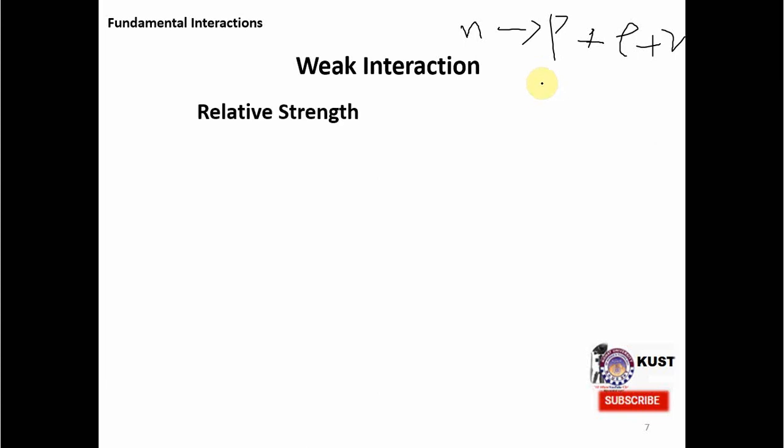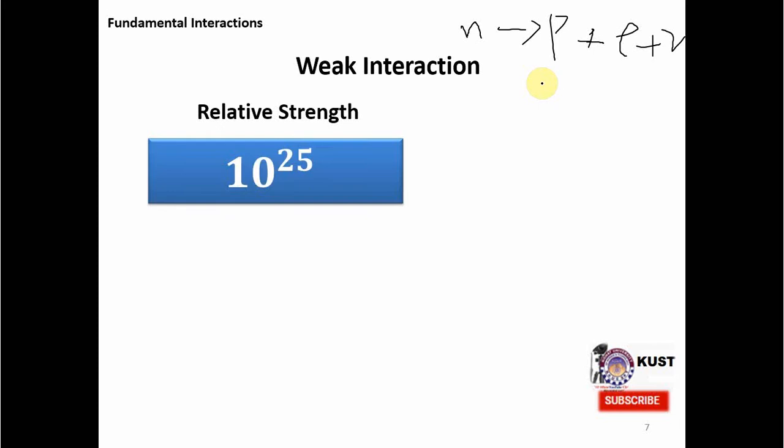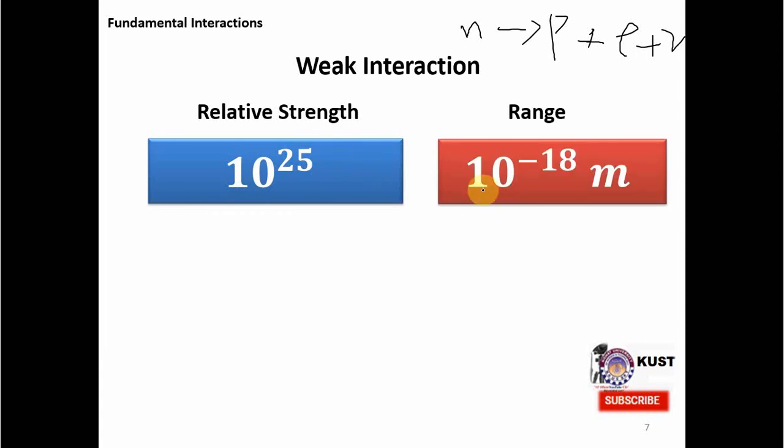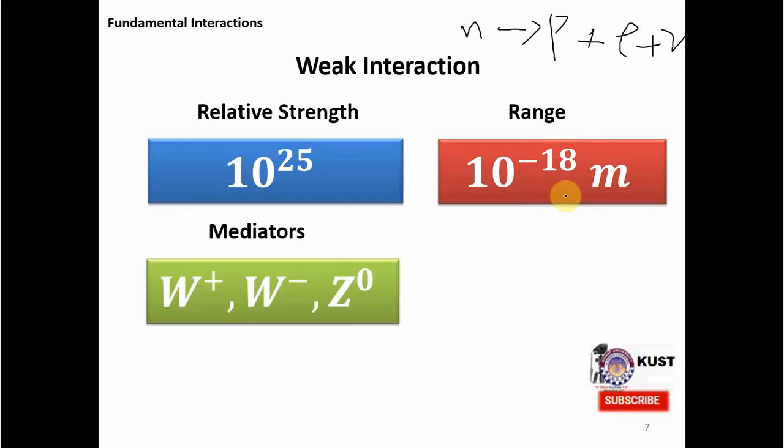But we know that the weak interaction is weaker than the electromagnetic force, and its relative strength is on the order of 10 to the power 25, and its range is 10 to the power minus 18 meters. So it is almost a contact force, but not exactly a contact force; there is some separation, and at this distance this force is effective. It has three mediators, W plus, W minus and Z naught.